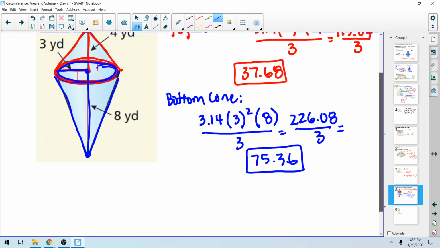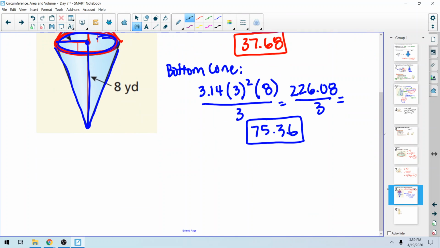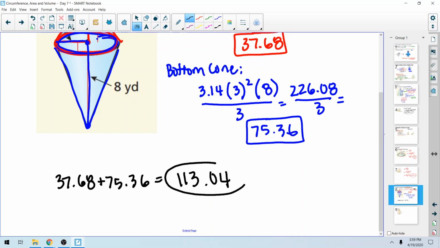Now, if I want the volume of the entire composite solid, I have the top cone, I have the bottom cone, I want the total, we're going to add them together. So last step, we're going to take 37.68, I'm going to add that to 75.36. So plus 37.68 plus 75.36, I'm getting 113.04. And that would be yards cubed. And that would be the volume of your entire composite solid.